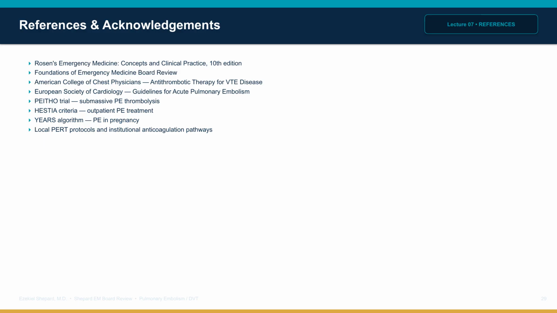References for this lecture include Rosen's Emergency Medicine, 10th edition, Foundations of Emergency Medicine Board Review, the American College of Chest Physicians Guidelines for Venous Thromboembolism, the European Society of Cardiology Guidelines for Acute Pulmonary Embolism, the PEITHO trial for submassive PE thrombolysis, the Hestia criteria for outpatient PE treatment, and the Years algorithm for PE and pregnancy. Local PERT protocols and institutional anticoagulation pathways guide site-specific decisions.